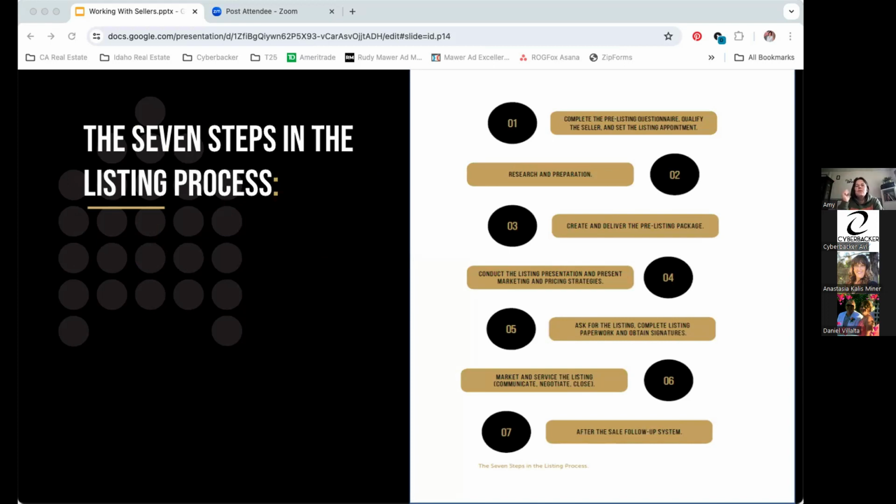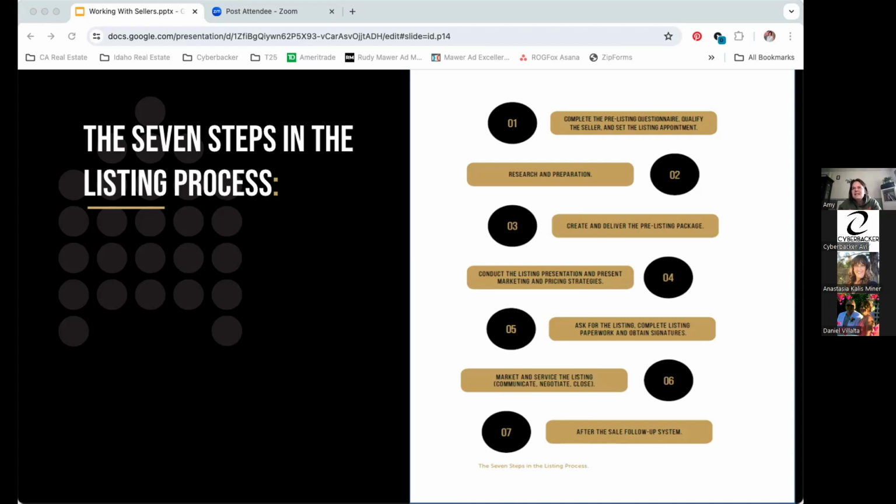Step 2 is that we're going to research and prepare for the listing appointment. Step 3 is we're going to create and deliver that pre-listing package. I'm a number behind on my fingers. Step 4 is we're going to conduct that listing presentation. We're going to present our marketing and pricing strategies. We're going to sell them on the value that we're going to give them and why they would hire us. Step 5 is that we're going to ask for the listing. Okay. What you don't ask for, you don't get. So we're going to ask for the listing, complete the paperwork, and obtain those signatures.